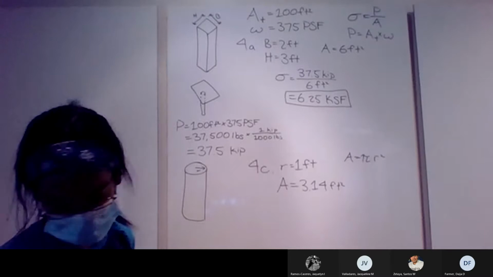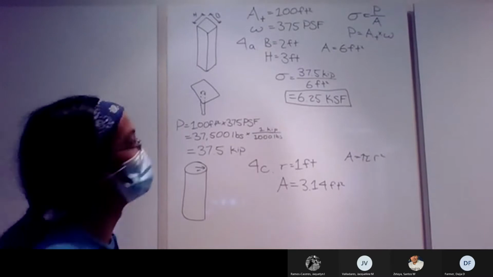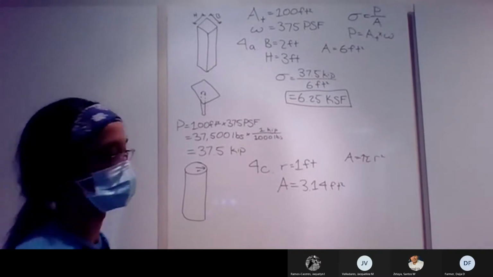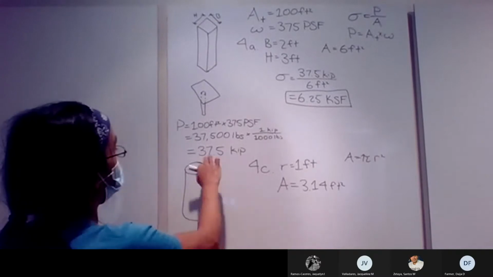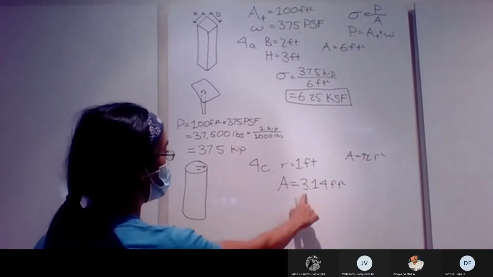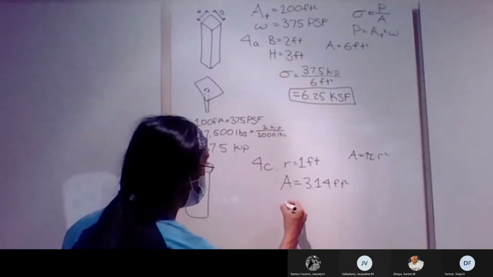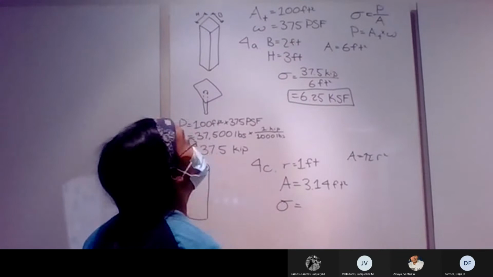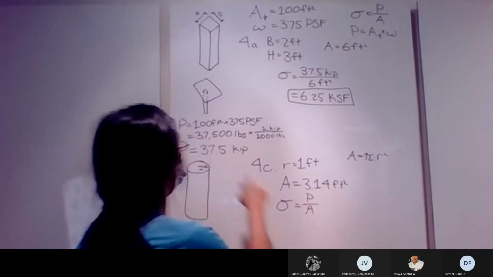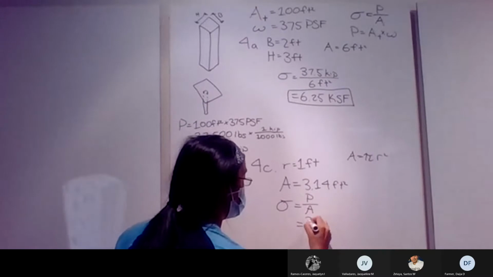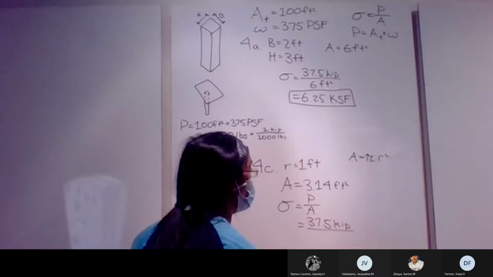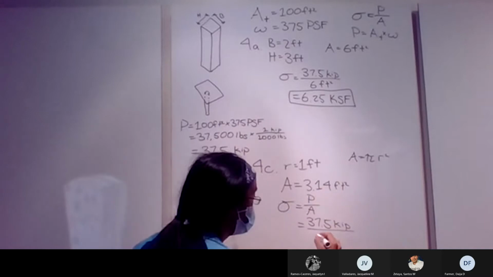All right, so this is still using the same tributary load and tributary area and same load. So we're going to use this 37.5 kips with this area. So sigma is equal to P over A, load 37.5 kips, area 3.14 feet squared.